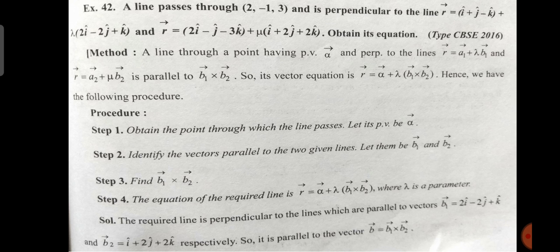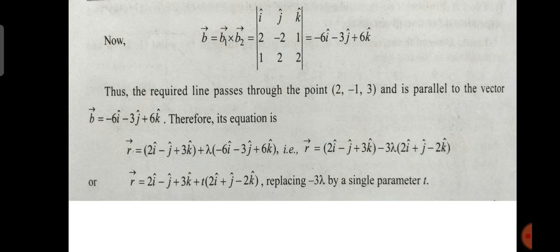And we have the procedure. First, you have to be familiar with this method. Then identify the point through which the line passes, and identify the vectors b1 and b2 parallel to the given lines. You have to find the vector product b1 cross b2, and then the equation of the required line is that. The solution of the given question is given there.